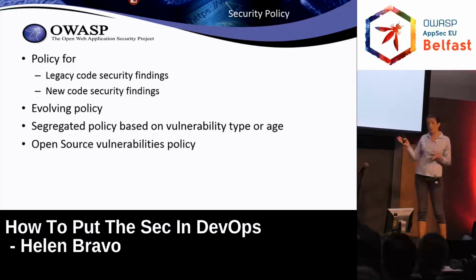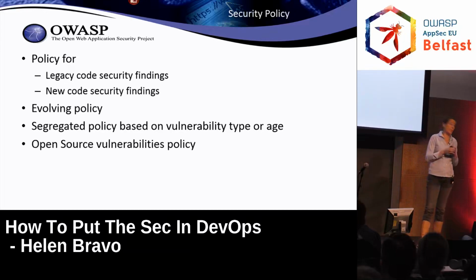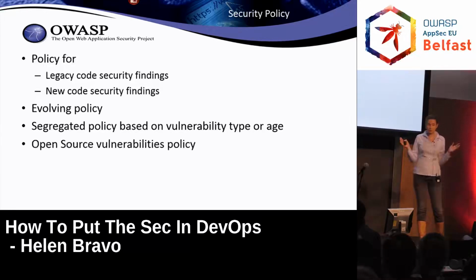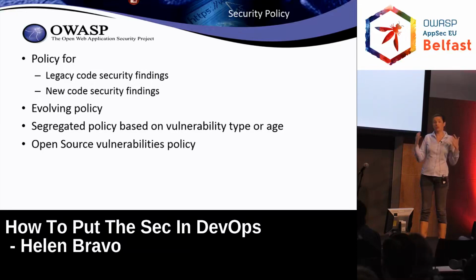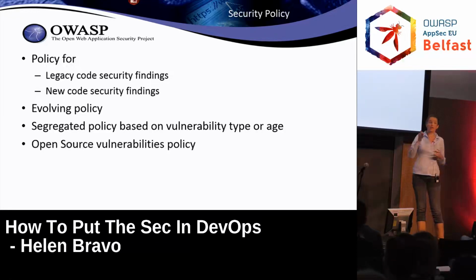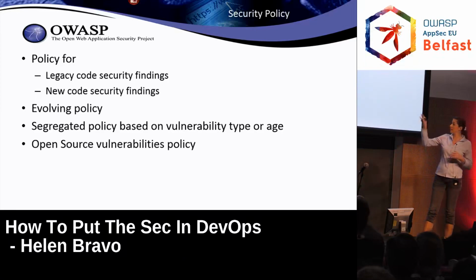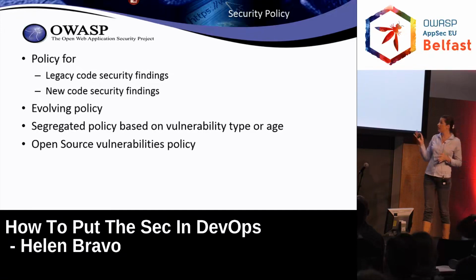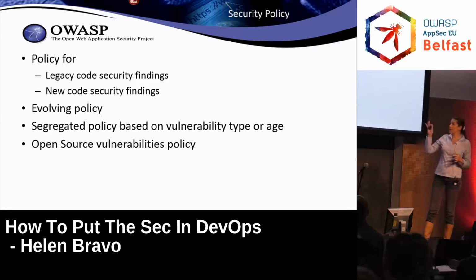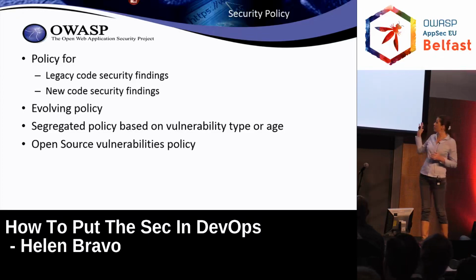Another approach might be an evolving policy. Start small and add more and more checks as you go. So start from the most important checkers and then expand it. Again, even for that approach, you can take both the division to backlog and the new ones, and the most important versus the less important. Another option is segregation of the policy over the vulnerability type or age.